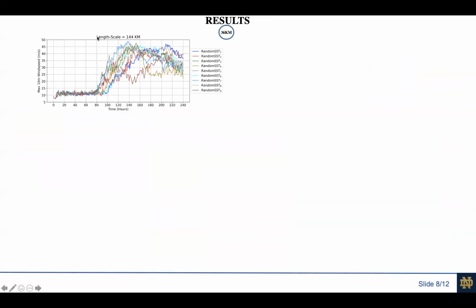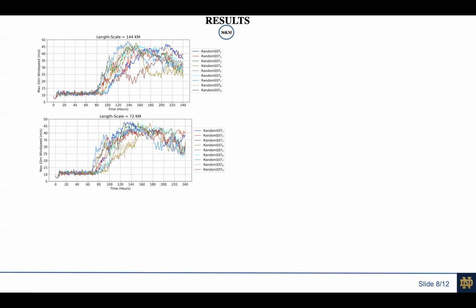Initial results show a plot of the maximum 10-meter wind speed versus integration time for a length scale of 144 kilometers. And this is shown for an initial small size storm of RMW 36 kilometers. Here we can see a spread in the onset of the period of rapid intensification for different random fields with the same length scale of 144 kilometers.